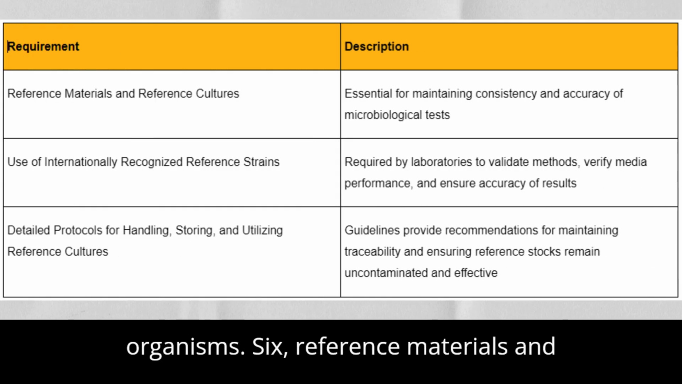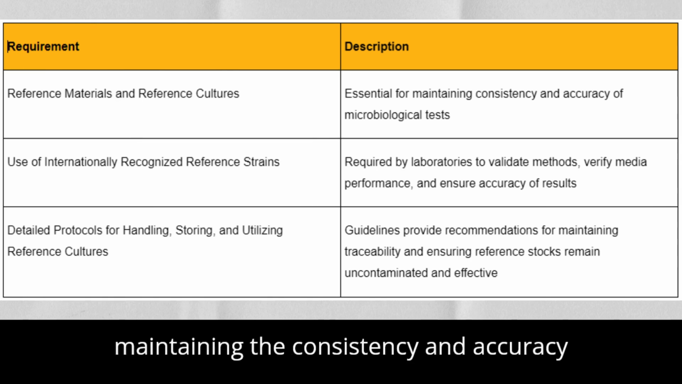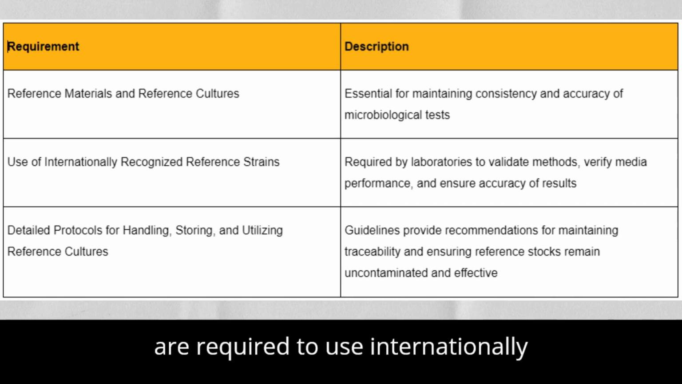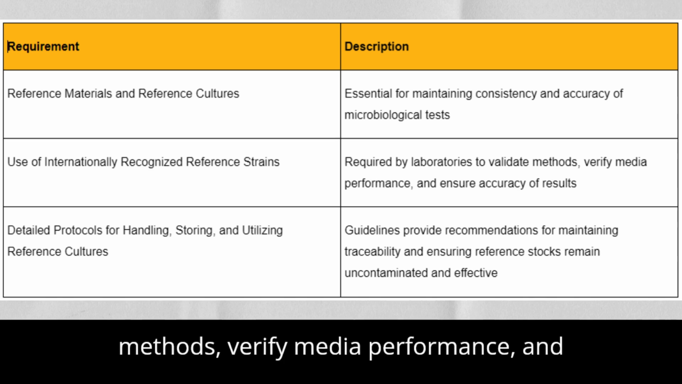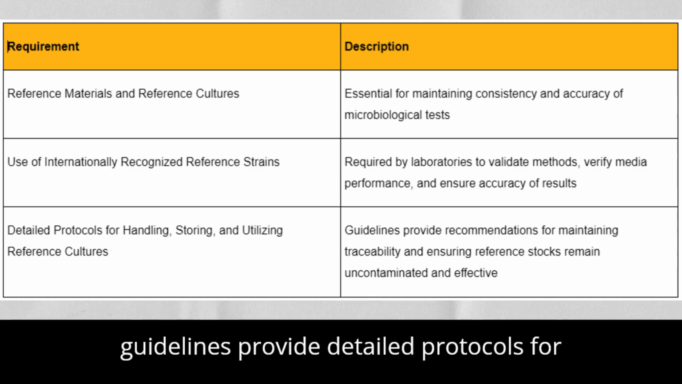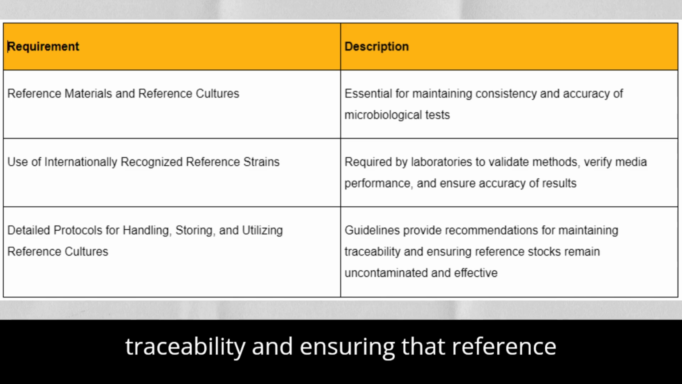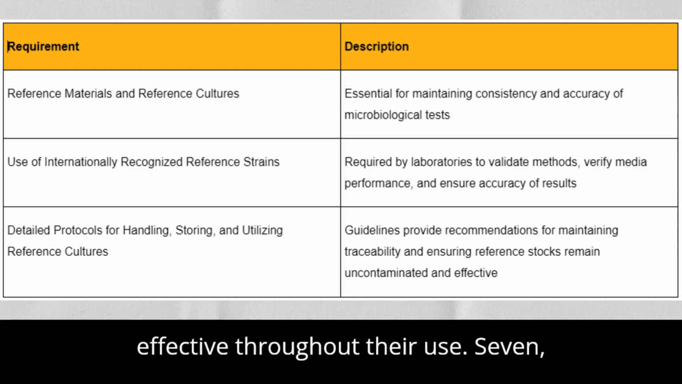6. Reference materials and cultures. Reference materials and reference cultures are essential in maintaining the consistency and accuracy of microbiological tests. Laboratories are required to use internationally recognized reference strains to validate methods, verify media performance, and ensure the accuracy of results. The guidelines provide detailed protocols for handling, storing, and utilizing reference cultures, including recommendations for maintaining traceability and ensuring that reference stocks remain uncontaminated and effective throughout their use.